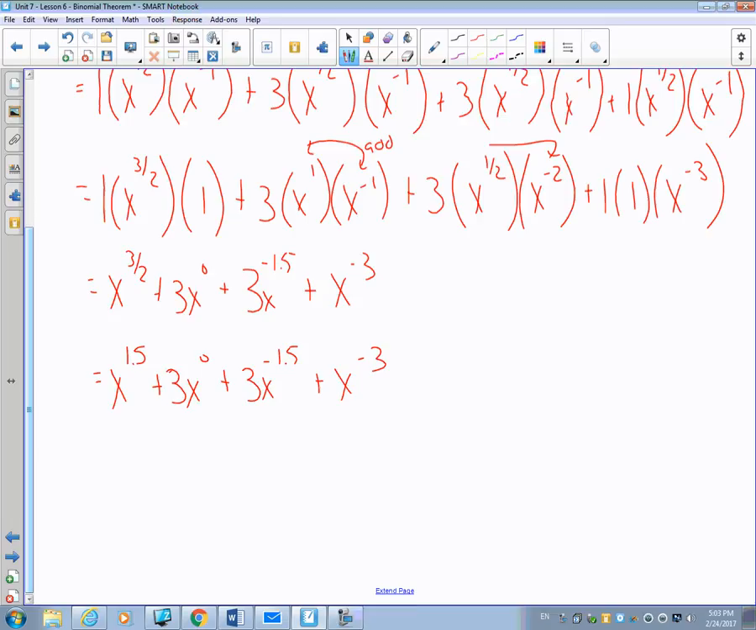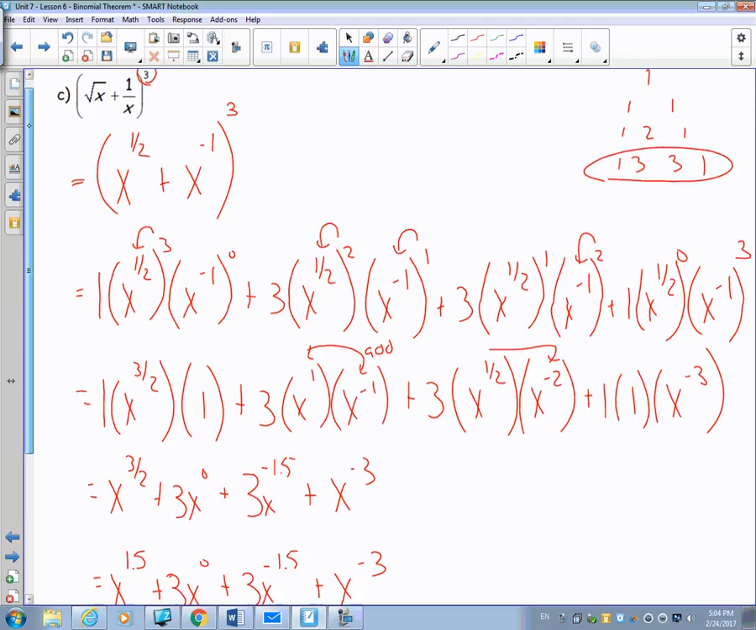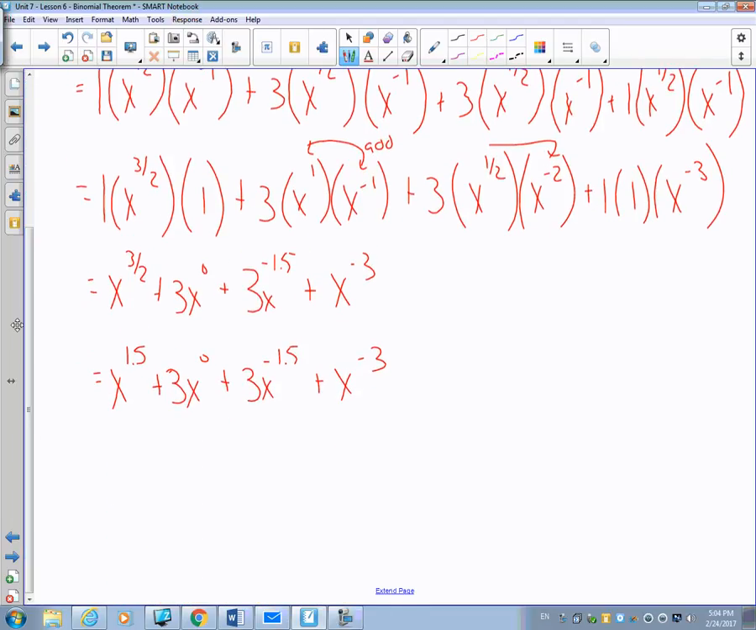Sure it is. It's going down by 1.5 each time. And if I check my exponent, it was a 3 originally. I have 4 terms. Great. And I had a plus sign in my question, so I have all plus signs in my answers. Perfect. And because I had no numbers at all in the entire expression at the beginning, my coefficients should actually be totally from Pascal's triangle, which they are. 1, 3, 3, 1. Okay, there's the second one.